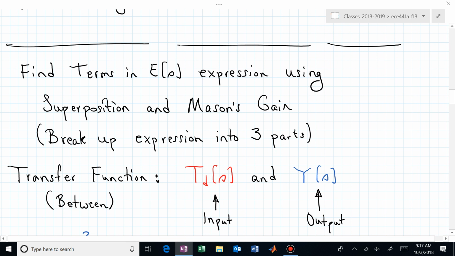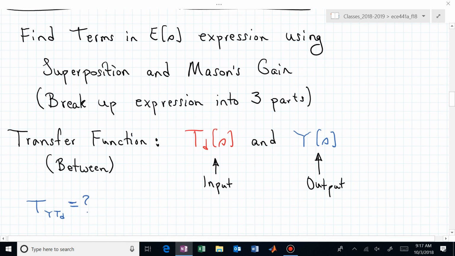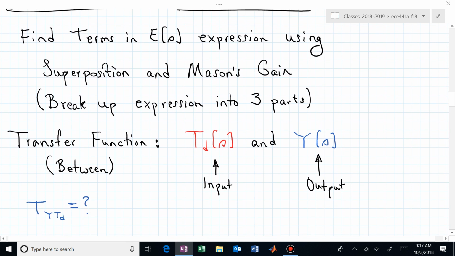And what are we doing with the other inputs? We're zeroing those out for this particular part of the analysis. We're going to use superposition. So now let's find this transfer function between t sub d, the disturbance input, and the output y from the block diagram.